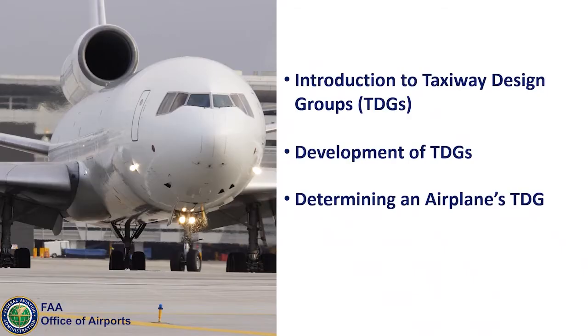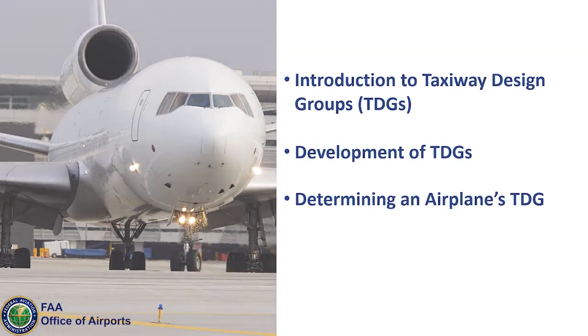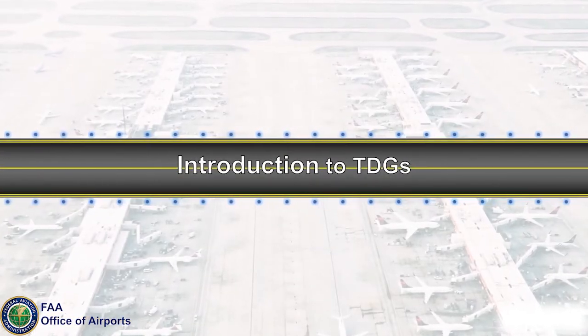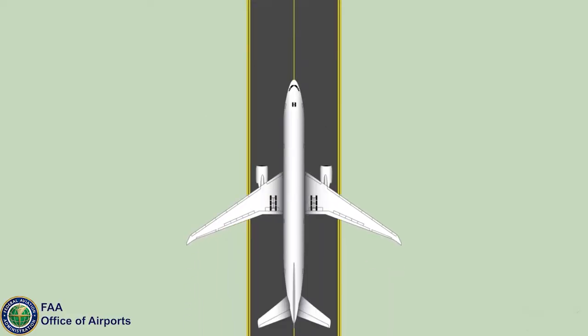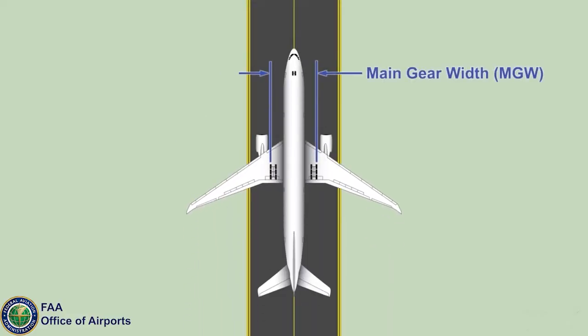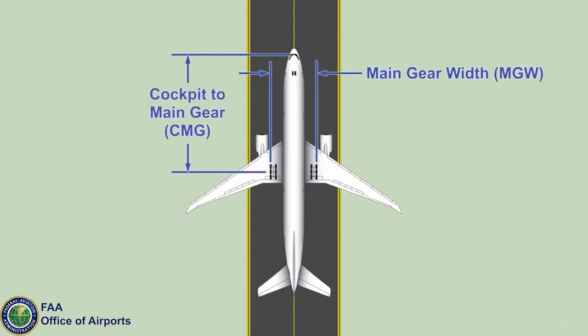Discussion topics include Introduction to Taxiway Design Groups, or TDGs, development of TDGs, and determining an airplane's TDG. TDGs are groupings of aircraft based on the undercarriage dimensions of main gear width, or MGW, and the cockpit to main gear distance, or CMG.